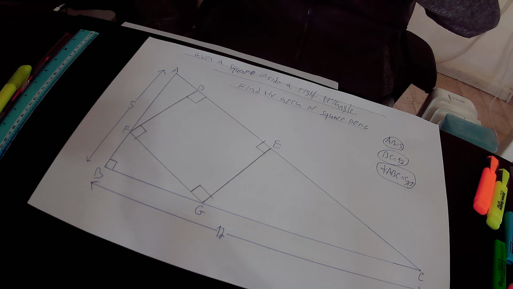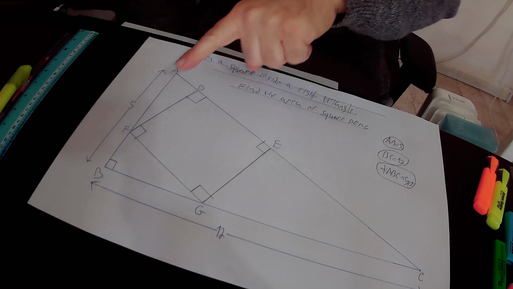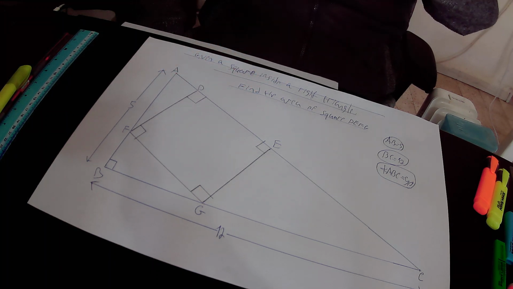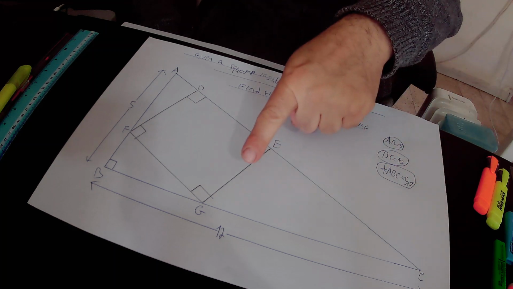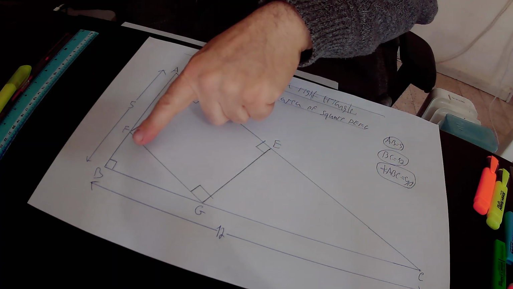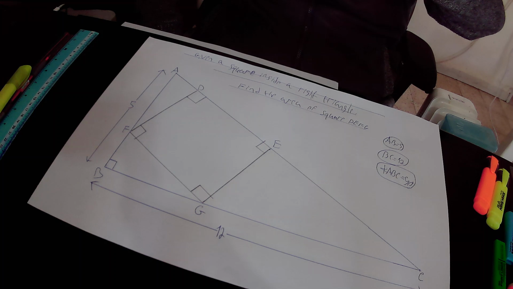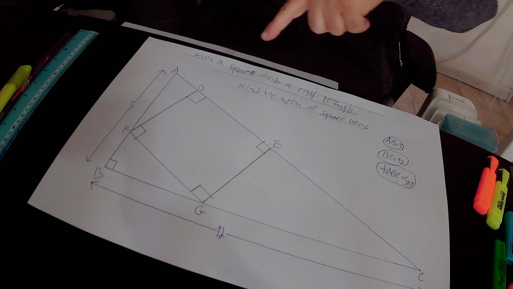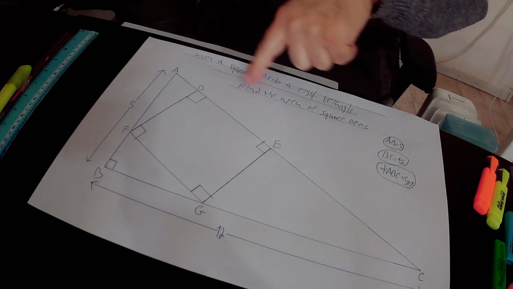In addition, you know that side AB of the right triangle ABC equals 5 units in length. Side BC equals 12 units in length. This is angle ABC, that is a right angle. Our mission is to find the area of this square DEFG.